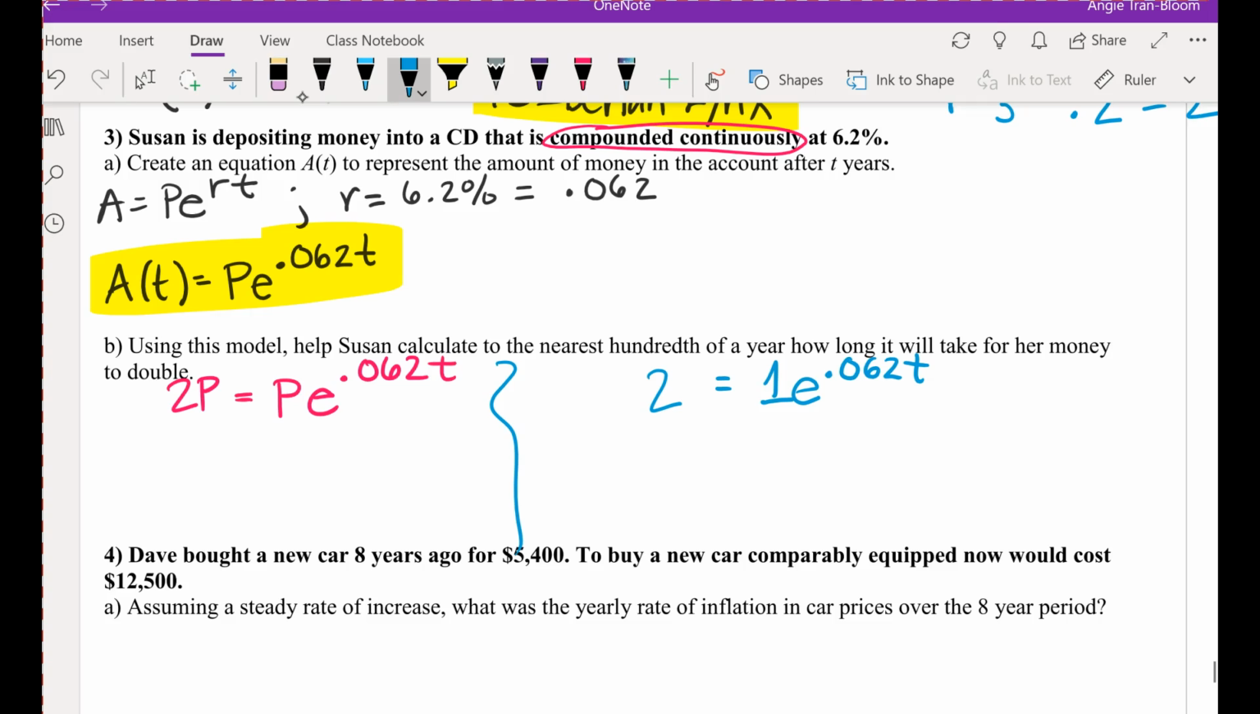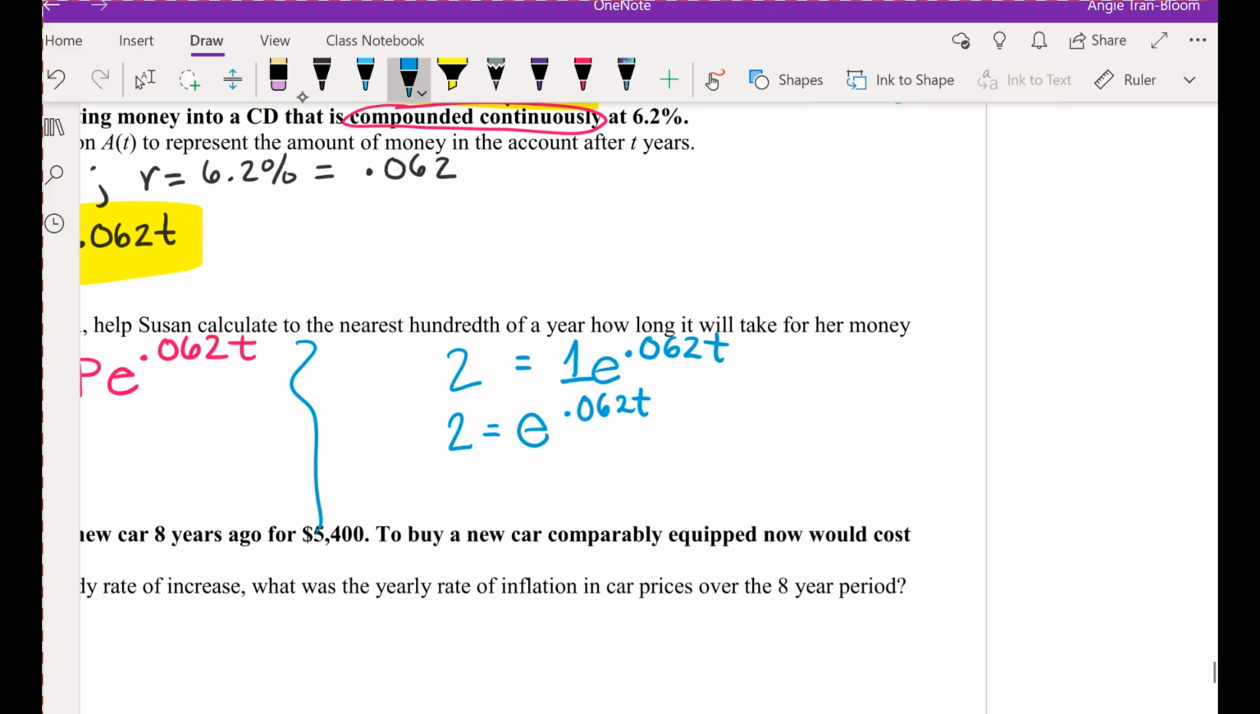Now, Jonah, how do you solve for T from here? Yeah, divide by 1. Guys, anything by 1 is still itself. So 2 equals E to the 0.062 times T. What's next? Rewrite it how? ln. How do you know it's ln instead of normal log? Because there's E. Okay.